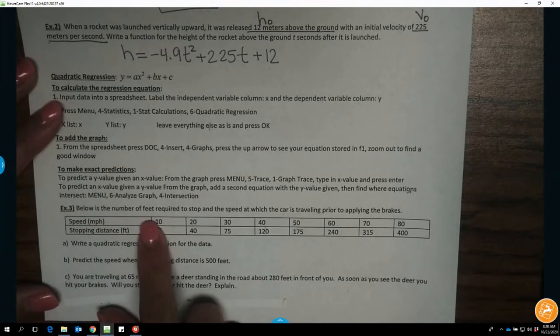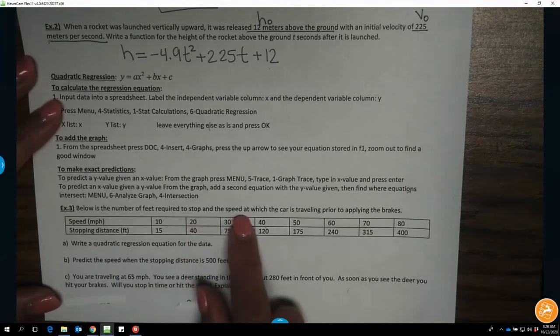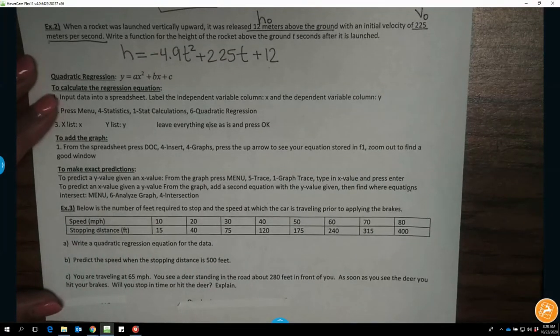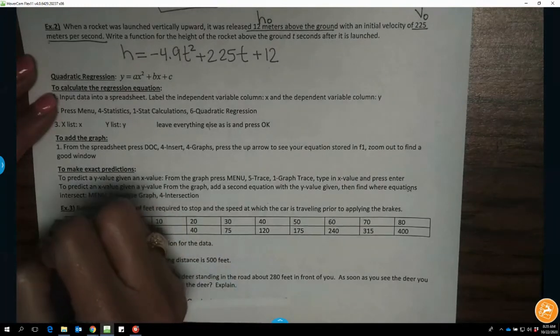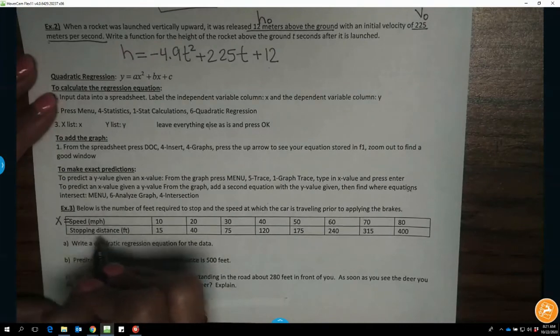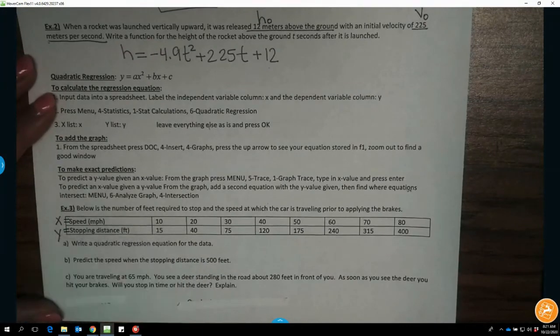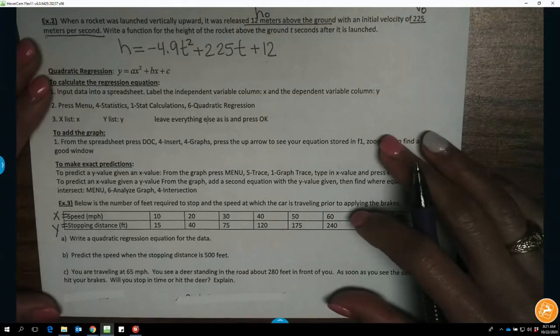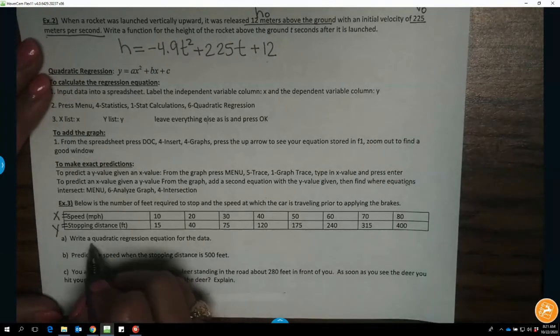Below is the number of feet required to stop and the distance at which the car is traveling prior to applying the brakes. So I have speed and the stopping distance. Depending on how fast you're going, so it's going to be x, or independent variable, that's going to determine your stopping distance. So it's going to be y. So letter A, write a quadratic regression equation for the data. So we need to do a quadratic regression.